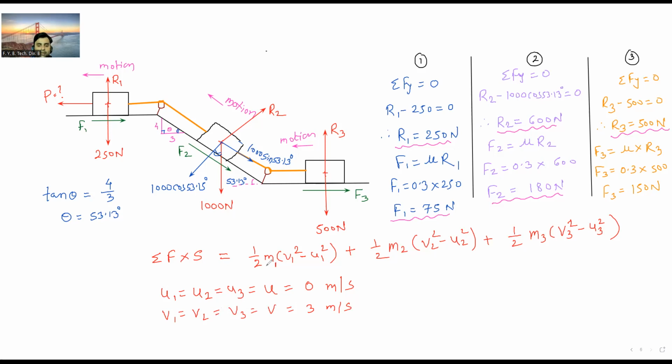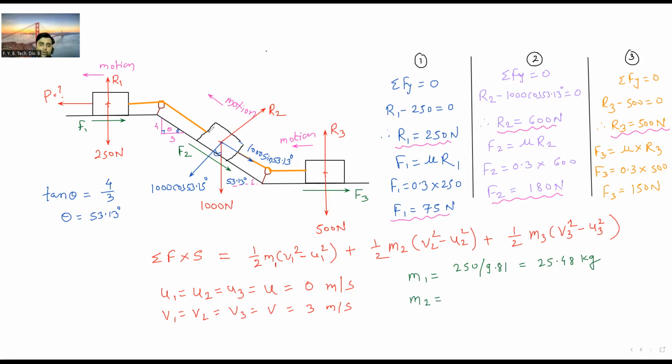Now what is remaining? m1, m2 and m3 masses are remaining. So m1 is the mass of the first block. What is the weight of the first block? 250 Newton. It is 250 divided by 9.81. What is the value of m1 then? It is 25.48 kg. Please check all the values.